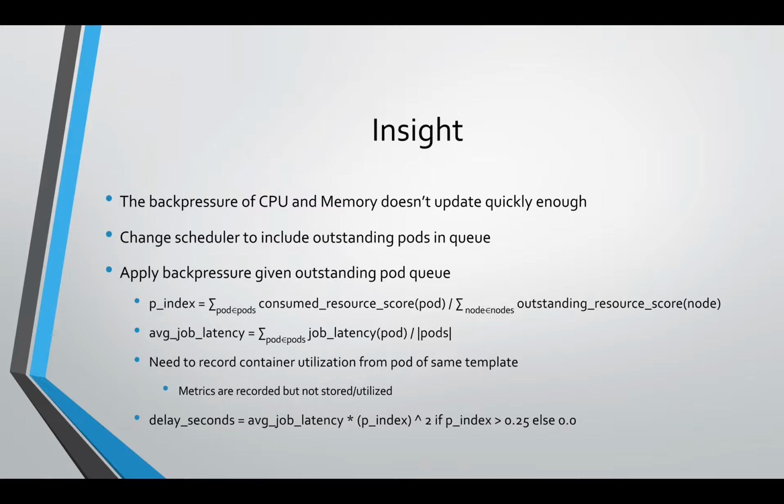And then two, we calculate the average job latency, which is basically, given the pods to be scheduled, what can we expect? When can we expect the latency of them to be finished? Okay, and then at the very bottom we have the actual delay, right? The amount of delay we'll add to the scheduler to hold off on adding more containers to a host.